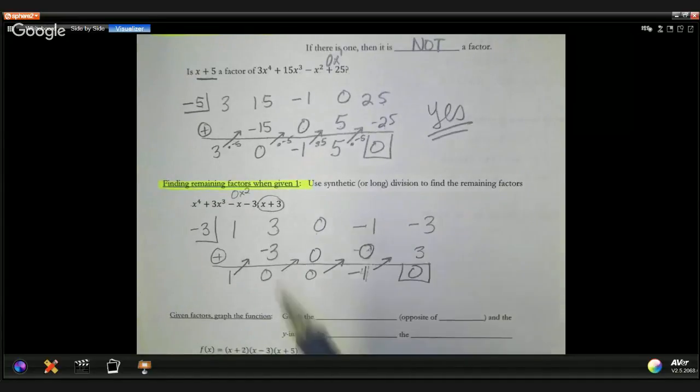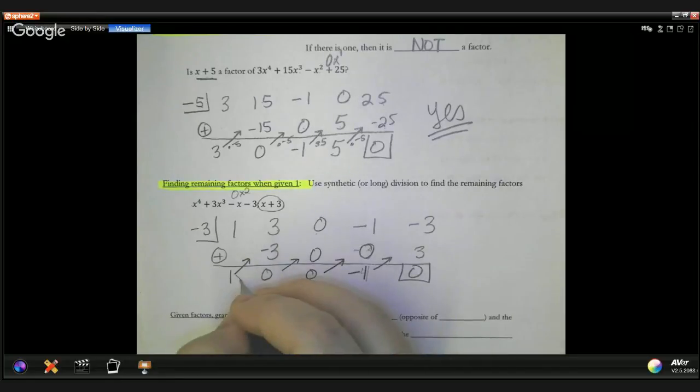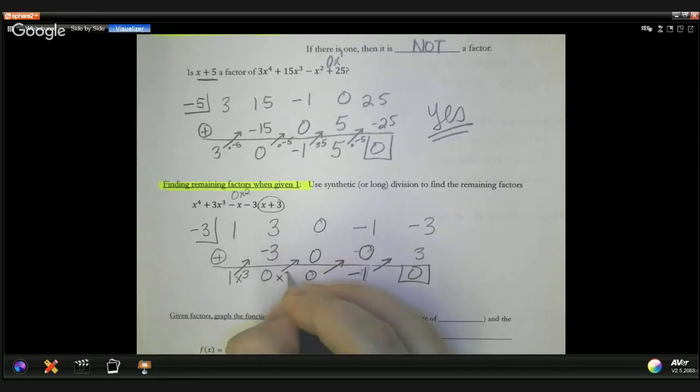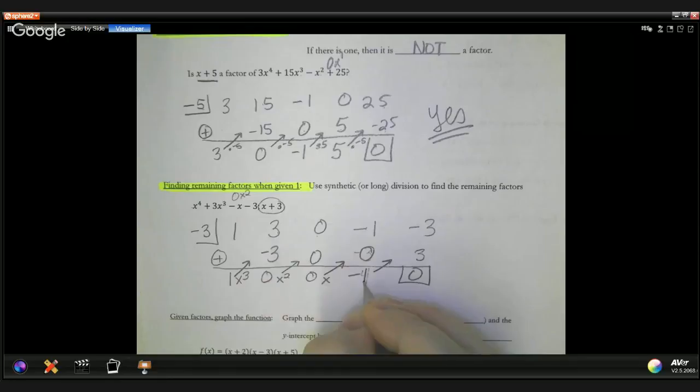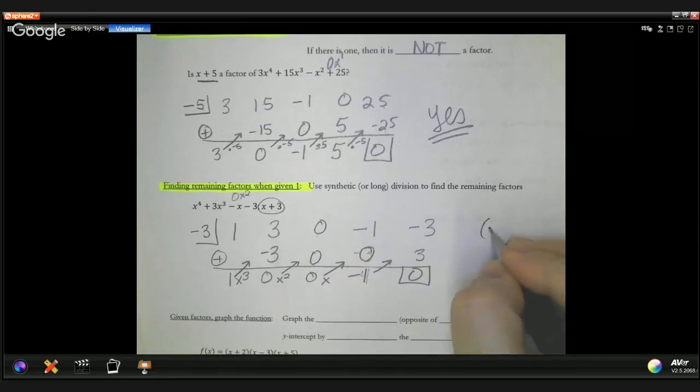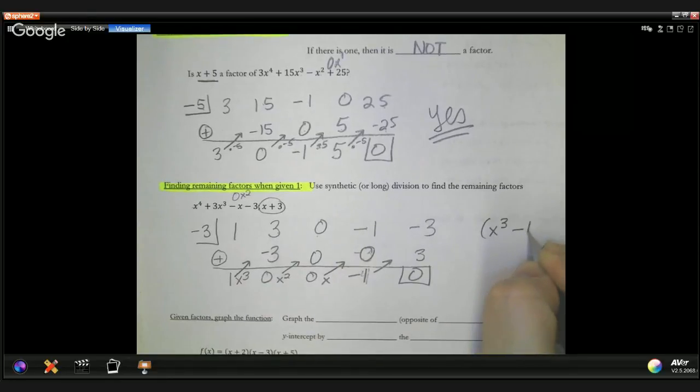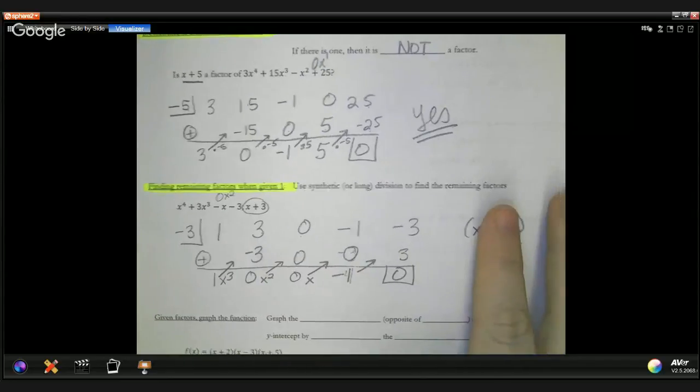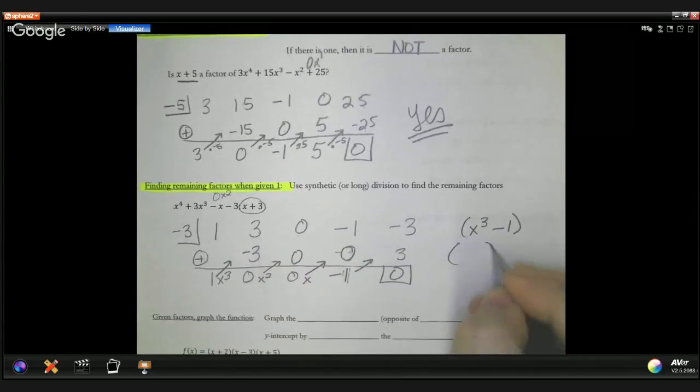So remember it started with x to the 4th, so that means your answer starts with x to the 3rd. So this is the 3rd, the 2nd, the 1, and none. So this is my other factor, x to the 3rd minus 1. Well, that's a difference of cubes. So that's our sum. Our first one's x, our second one's 1.